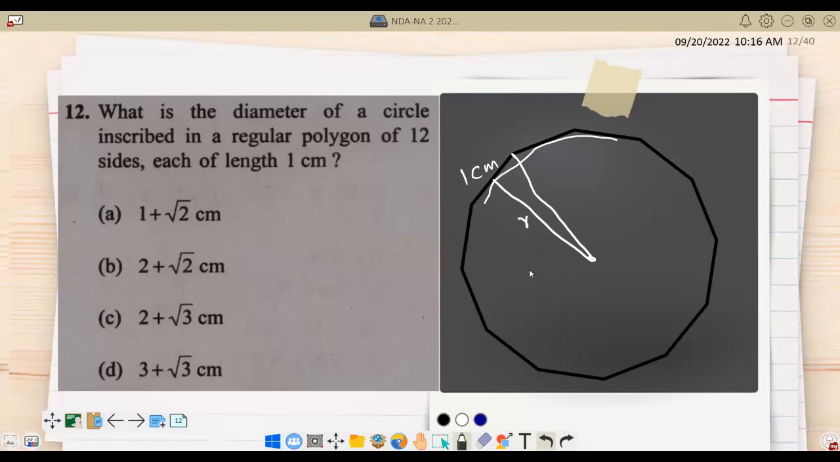This is R. If the whole side is 1 centimeter, then this side alone becomes half. Now we have a right angled triangle. We need to find R. If we know this angle, then we can use trigonometry to find R. If we know the radius, we can find the diameter. So how to find this angle?